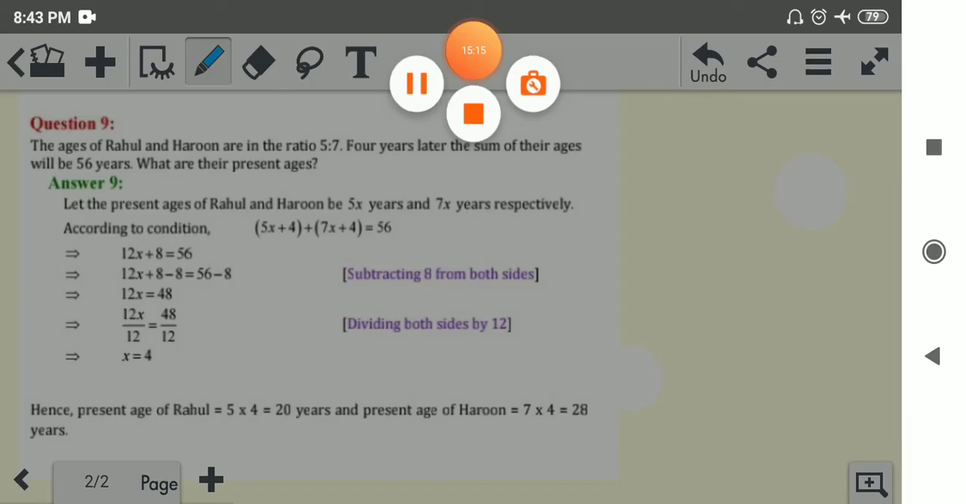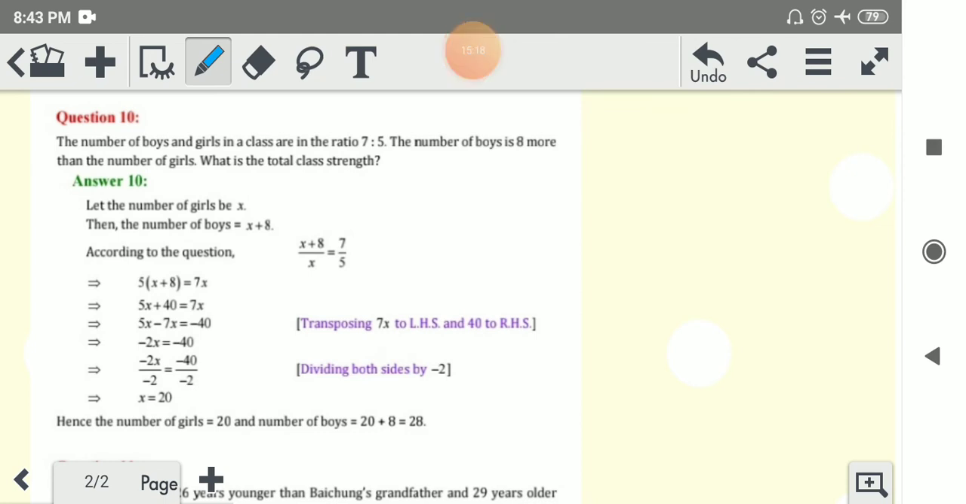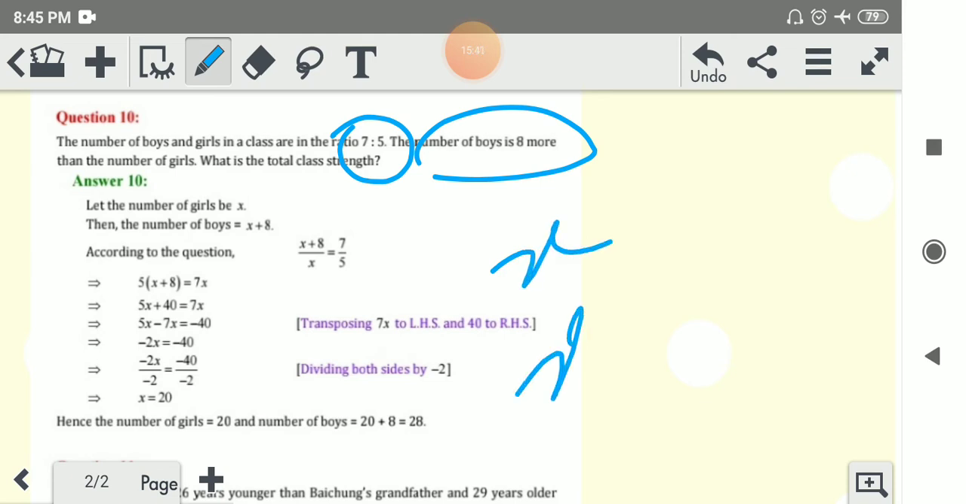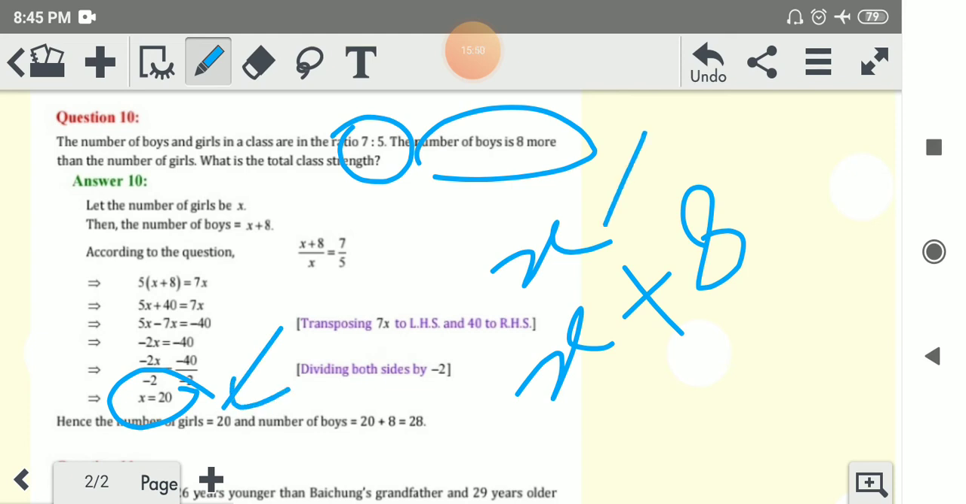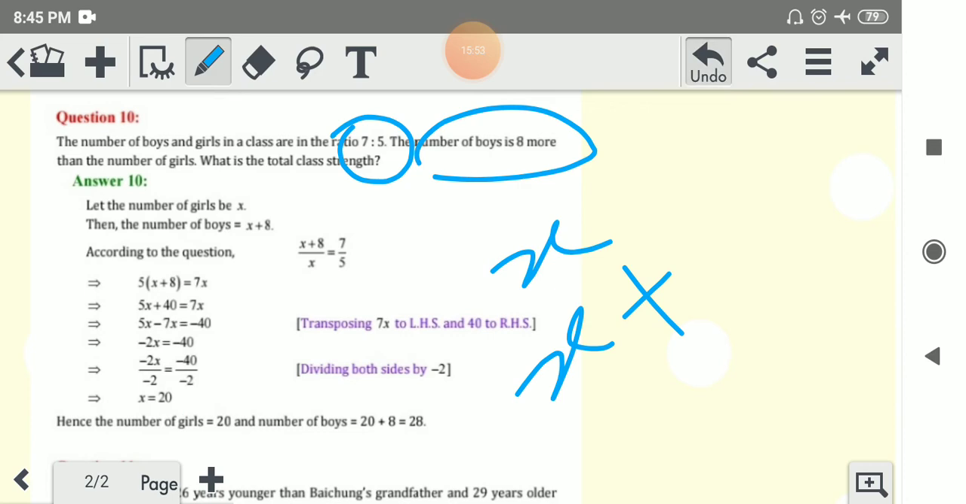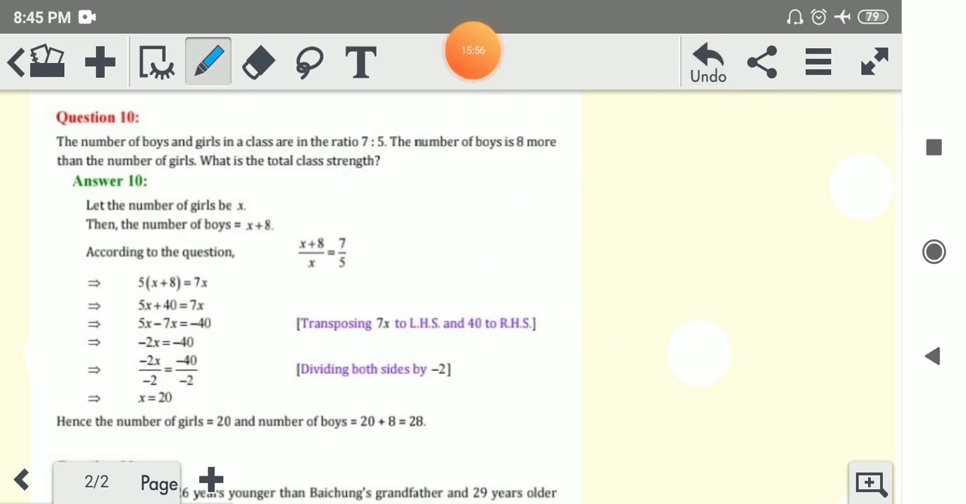Okay. Question number 10, same as question number 9. This is the ratio of boys and girls. According to the question, the number of boys is 8 more than the number of girls. So suppose x is equal to the number of girls, so boys will be 8 plus x. Now solve for x, so we get x is equal to 20, then the number of girls is equal to 20 and boys is equal to 28. Okay, this is our answer. Now question number 11.